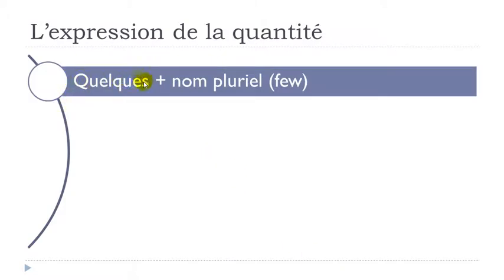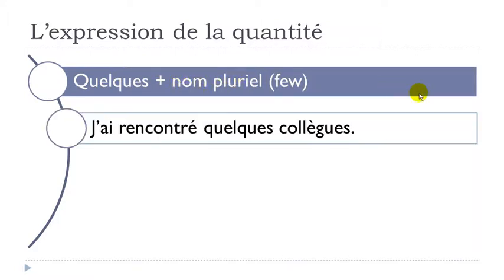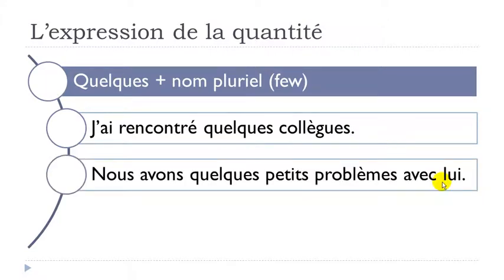Quelques, you don't pronounce the final S here. Quelques means few, okay? And same thing as we had previously, you will have to add a noun at the plural form, okay? So let's see the first example. J'ai rencontré, rencontré is to meet, so it's the past form. J'ai rencontré quelques collègues, colleagues. J'ai rencontré quelques collègues. Okay, second example.